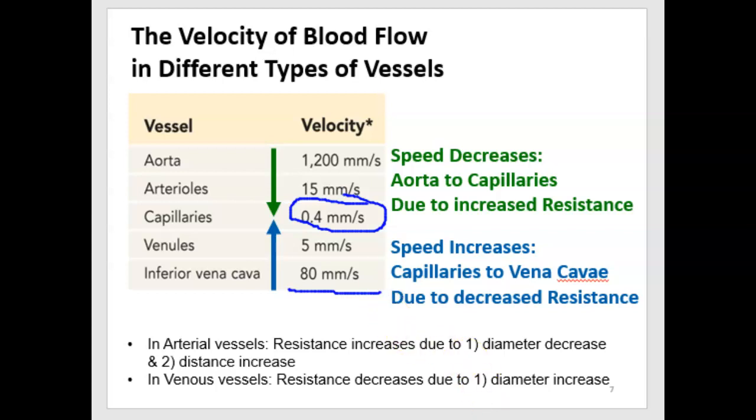And that's due to the fact that there's less resistance in veins. The lowered resistance is due to veins getting bigger and bigger in diameter on the way back to the heart. But as I mentioned previously, it's also due to the nature of the wall of veins. They're not nearly as rigid and they have a high capacity for blood volume.